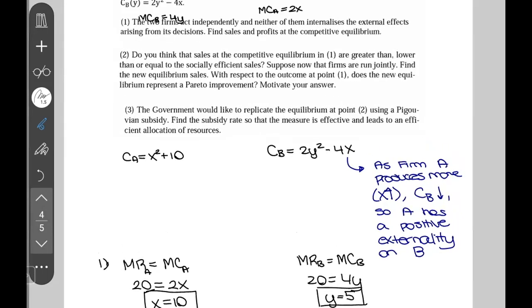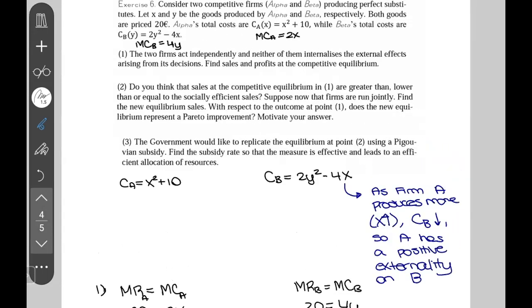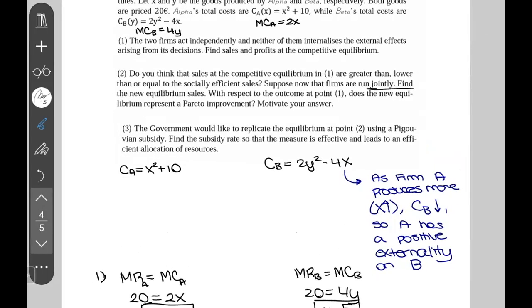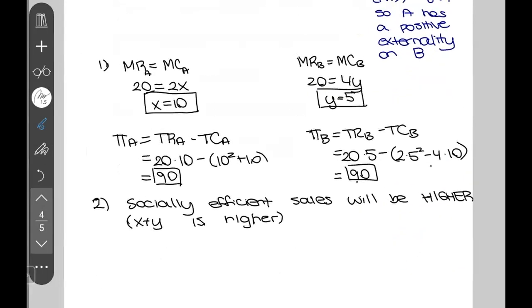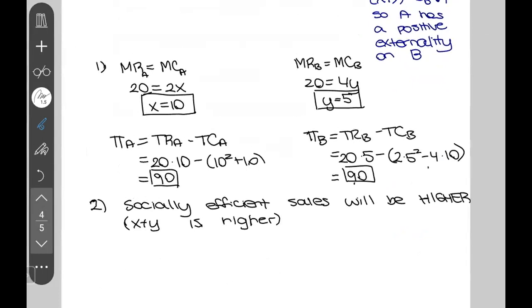Now, the question here doesn't make much sense because it's a bit of a weird question, in the sense that before we were talking about the firms individually and now we're talking about them jointly. So it doesn't really make sense to separate the profits anymore since they're being run together. But if we do that anyway, we're going to see what happens and then we'll compare the profits before and after. So we have to find the socially efficient sales.